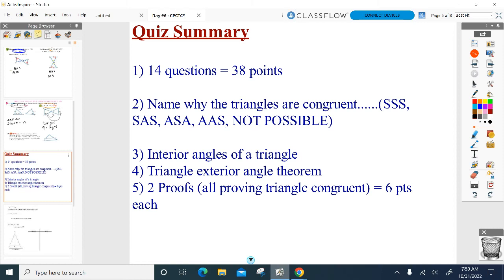Okay, here you go for tomorrow. Again, not reviewing today. You got the stuff on Delta Math if you want to review. There you go, 14 questions, 38 points. There will be about, I think, 6 questions on there that are like this.